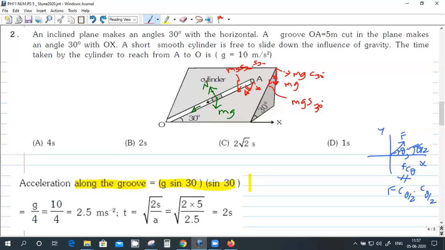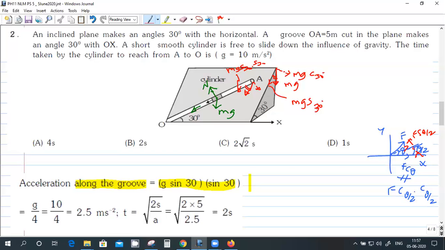This f I split into two components, right? f cos theta by 2, and then perpendicular is f sin theta by 2. Okay, so this thing is making some angle with this x-axis. So I have to take the component of this also along the x-axis. I cannot just leave it out like that.